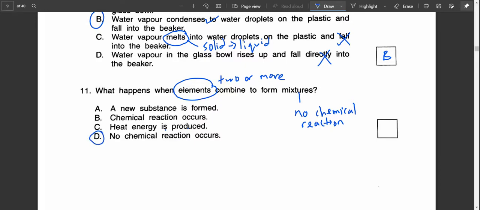Heat energy and new substances are the same kind of thing as the others, and these are for compounds. Therefore, the answer is D.